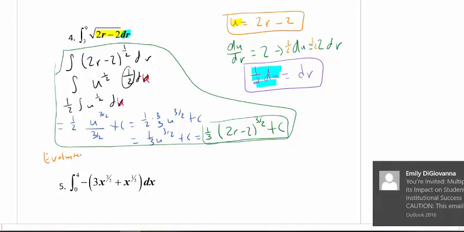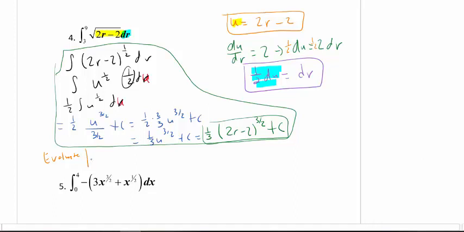Now I'm going to evaluate at the interval 9 to 3. So again, I'm going to put my 2 parentheses, plug in. So when I plug in here, I'm going to get 1/3 times (18 minus 2) to the 3/2. 2 times 9 is 18. Over here, I'm going to get 1/3 times (6 minus 2) to the 3/2.